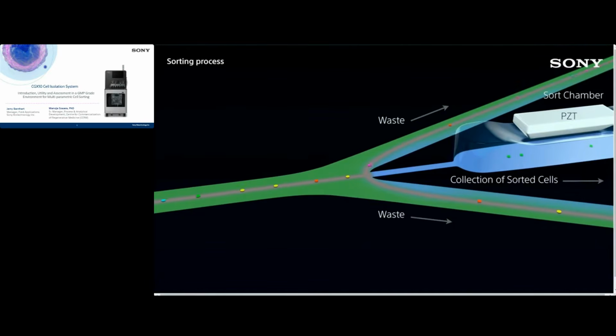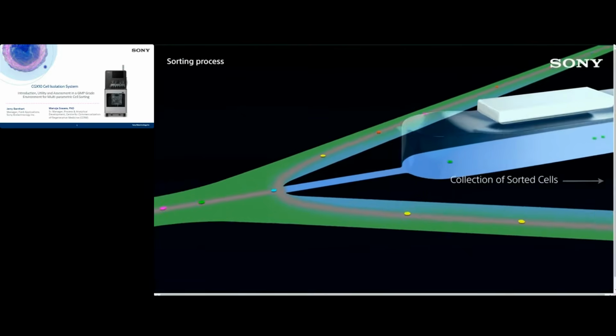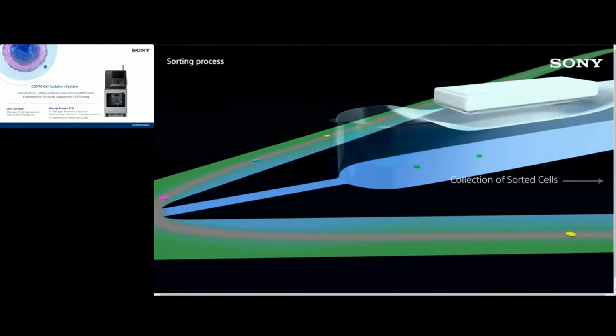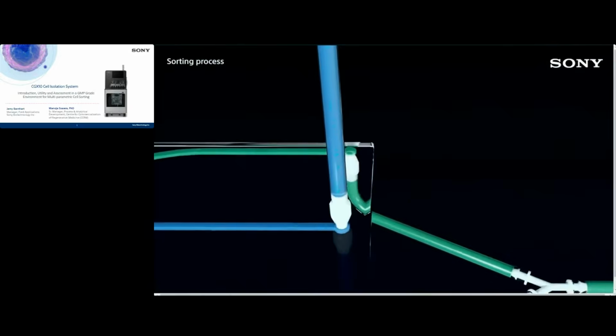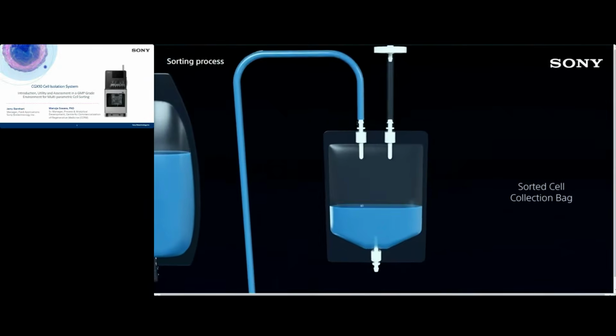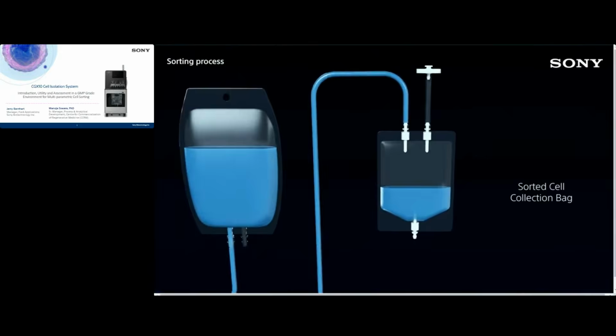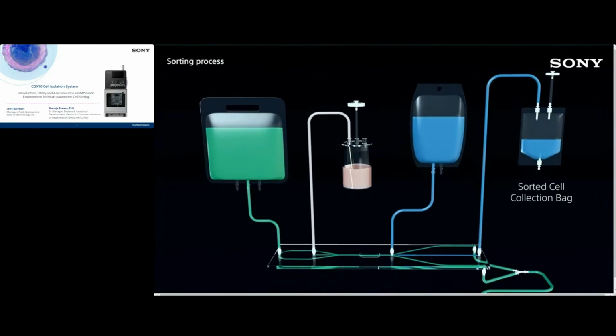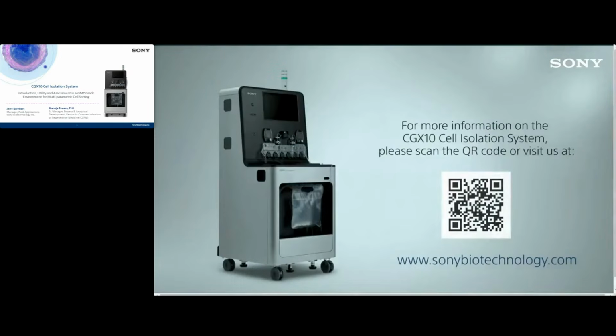Negative pressure is created based on sort calibration parameters, and the sample is aspirated into the sort chamber. Finally, the sorted cells are collected into the collection bag, placed inside the temperature-controlled cabinet. This is how, with the unique microfluidic chip, the CGX10 instrument enables fully closed, high-speed, high-purity, multi-parametric fluorescence-based cell sorting for all kinds of cell therapy manufacturing workflows.